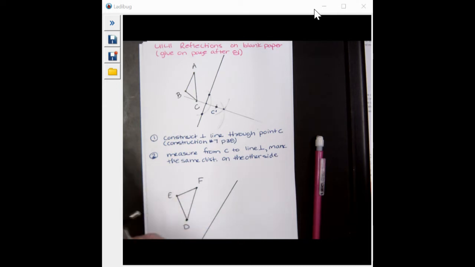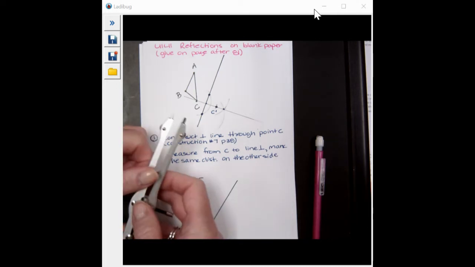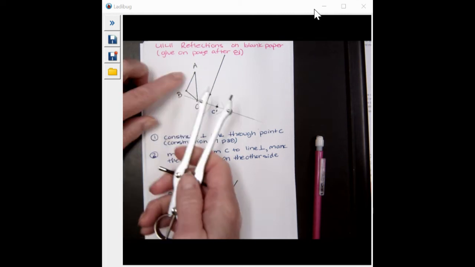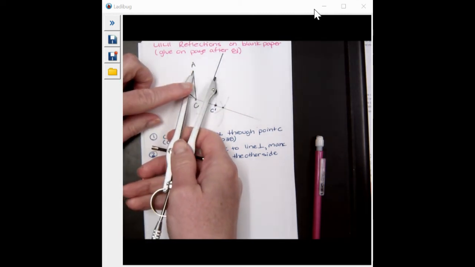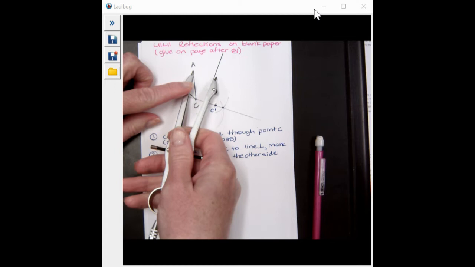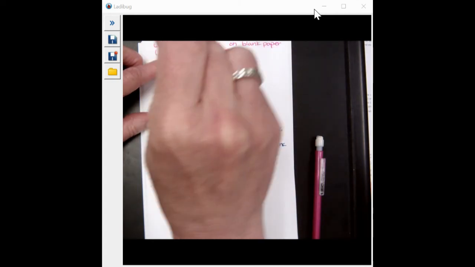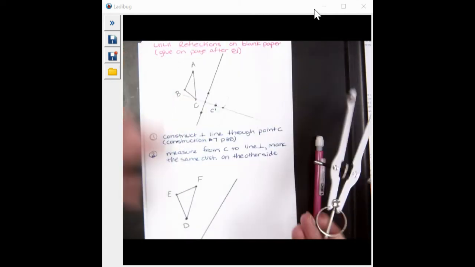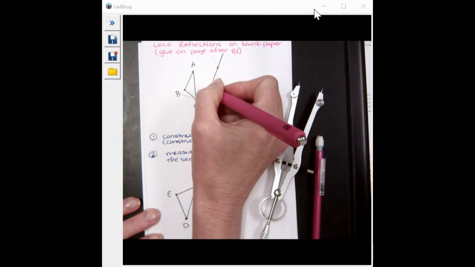So you can pause this video and try it on your own, or if you want to do it with me, here we go. I'm going to make an arc, and my radius has to go past the line of reflection. So I'm going to make this arc and note the two places where it intersects my line. I can tell in the video this is really light. Sorry, I'll make my next arcs darker. But these are the two places where my arc for A intersected my line of reflection.